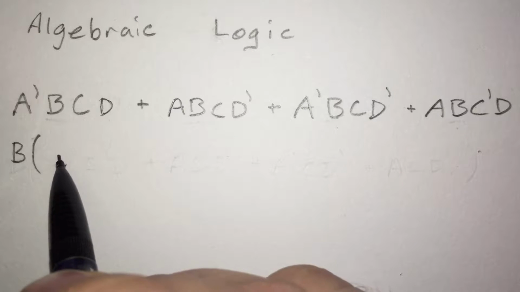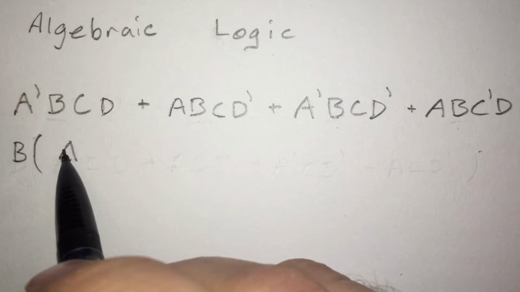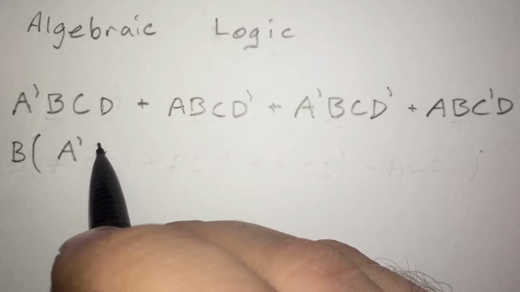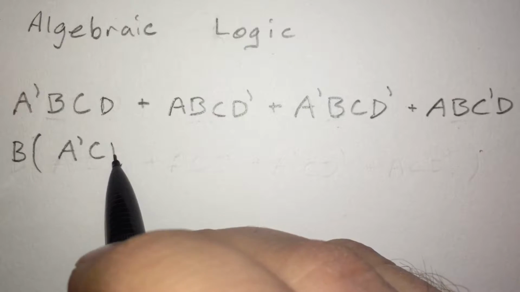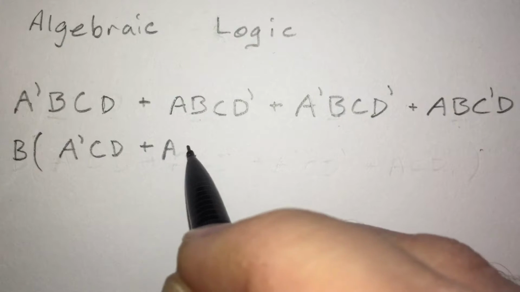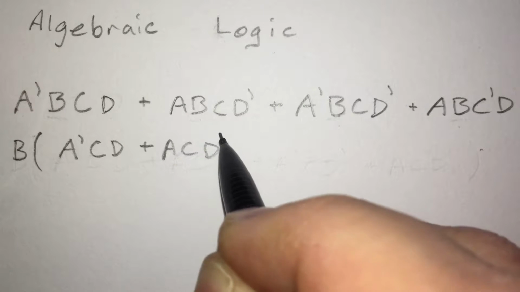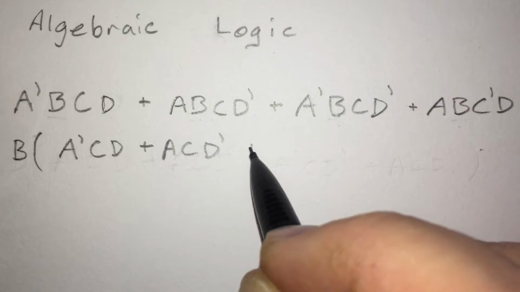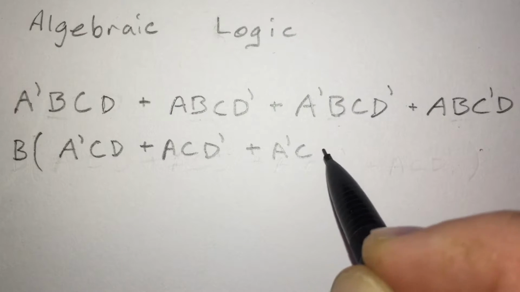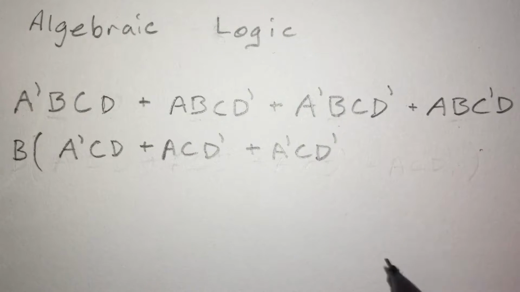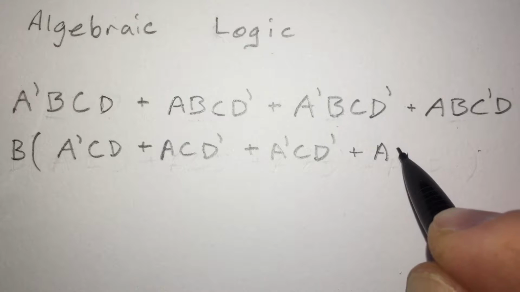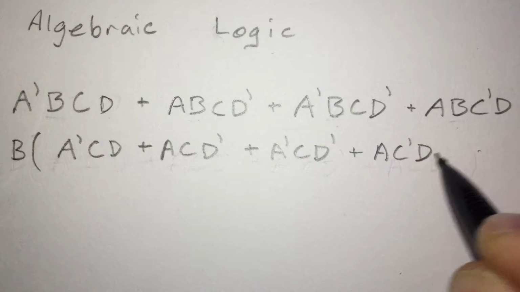So right off the bat, we can say A naught, try to use the same terms as much as possible, A and C and D, or A and C and D naught, or A naught, C and D naught, or A and C naught and D.